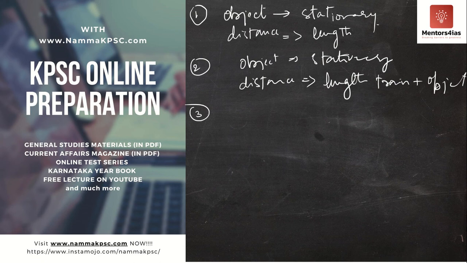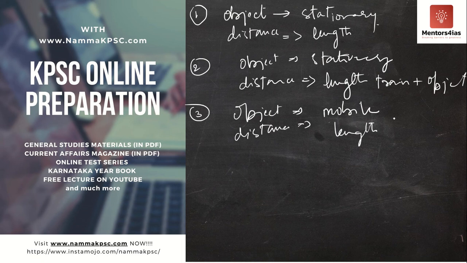The third case I want you to know is, when a train crosses a car, a bicycle, a running man, the object that the train is crossing is now mobile. But the distance traveled by the train will still remain the length of the train itself. Why? Because the length of the object is negligible.